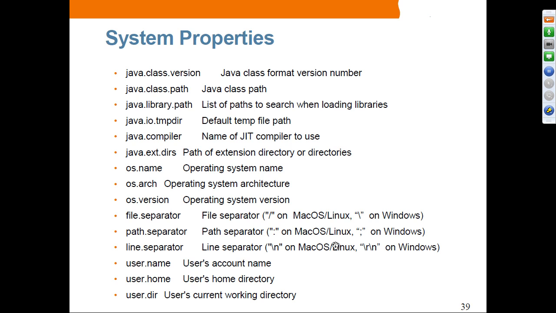So if you want to write portable applications and that application deals with directory paths and things like that, then you want to use the system properties instead of hard coding the path. If you hard code a separator, that application might run on the Windows platform, but it's not going to work on Mac OS and Linux.